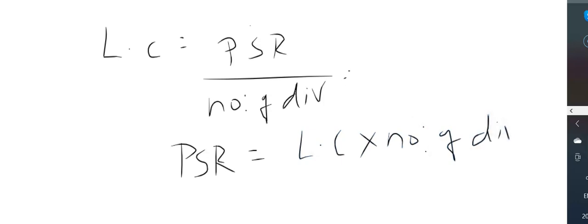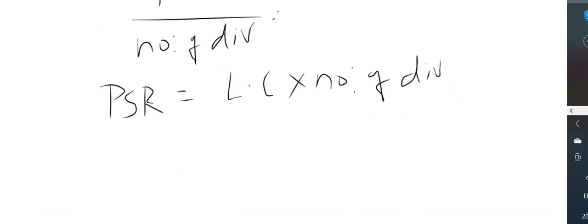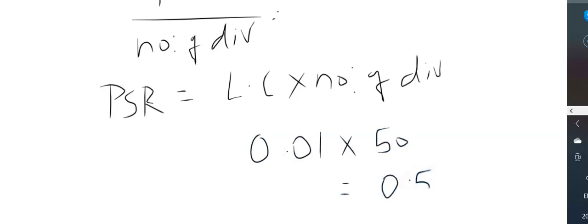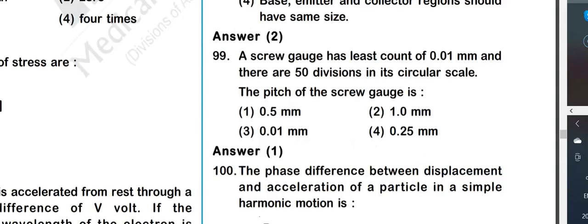So, what is given, what is asked? Pitch scale reading is asked. So, PSR, which stands for pitch scale reading, is equal to least count into number of divisions. What is the least count given? Least count is 0.01, into number of divisions, which is 50. So, when you multiply, you get 0.5 millimeters. So, option 1 is the correct answer.